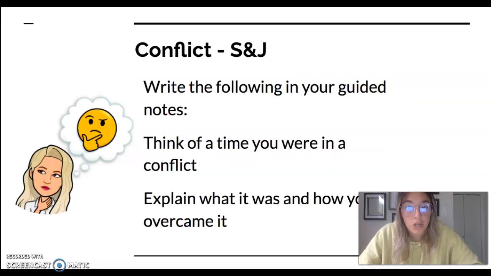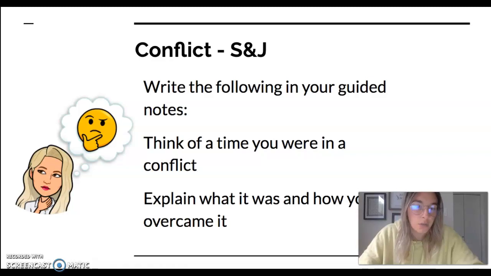So quick stop and jot. Think of a time that you were in a conflict and explain what it was and how you overcame it. You are going to write that in your guided notes. So that is going to be a stop and jot that you do in your guided notes. A time where you were in a conflict. Any conflict at all. Anything that you can think of.